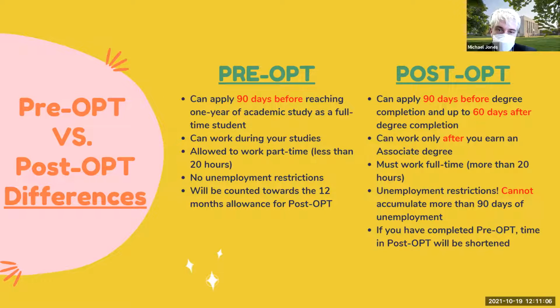One big difference between post-OPT and pre-OPT is the unemployment restrictions. On post-OPT, you cannot accumulate more than 90 days of unemployment. So it's important that you plan ahead and try to find a job. And if you want to, while you're applying to post-OPT before the end of your degree, you can also start looking for positions because it can take a while to get through the interview process.